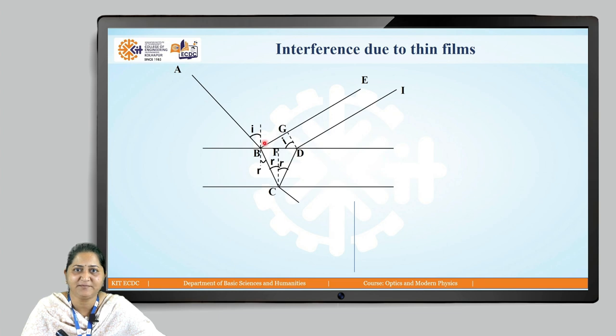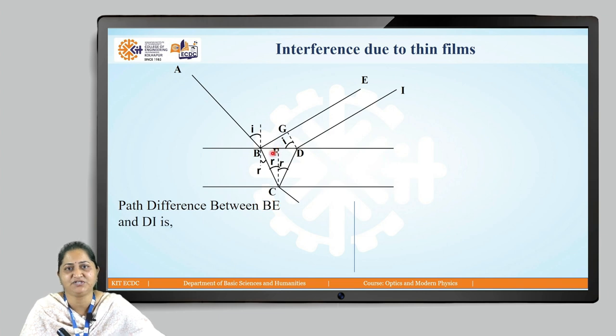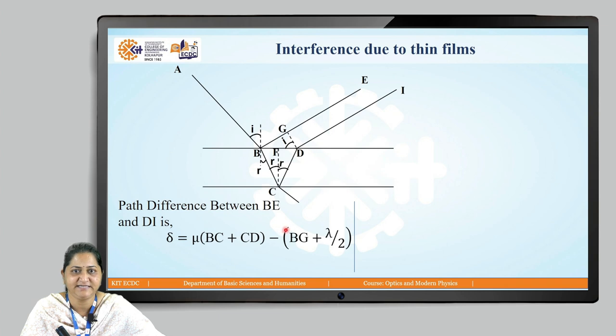But again this ray BE is reflected from the denser medium, so we have to add a small path difference of lambda by 2 to this BG path difference. So the path difference equation now becomes mu into BC plus CD, minus BG, minus lambda by 2. So path difference equation becomes mu into (BC plus CD) minus BG, since we have put it in bracket, plus lambda by 2. So this is our path difference equation.